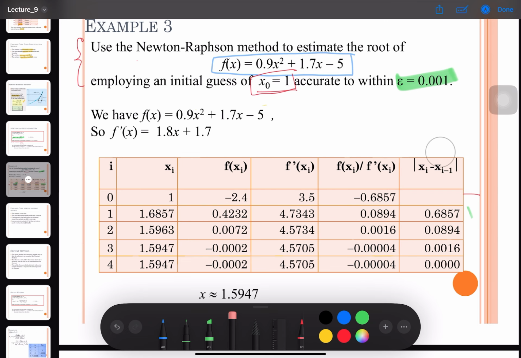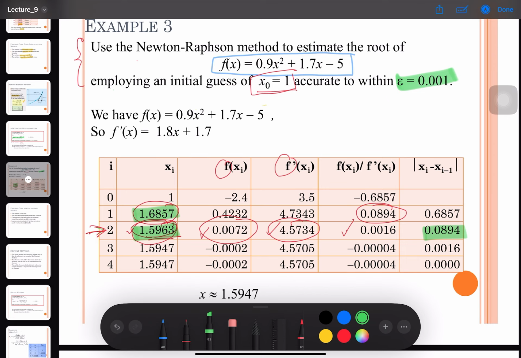next iteration. Okay, same step. So we are at iteration number 2. So to get this value, this one minus this one, right? So you get this value. And then for the next column, substitute this value into f, you get this answer. Substitute this value again into f prime, you get this answer. This one is just division, this one divided by this one, you get this answer. For the error here, x2 minus x1, you get this answer. And you have to continue until your error is lesser than the given error.